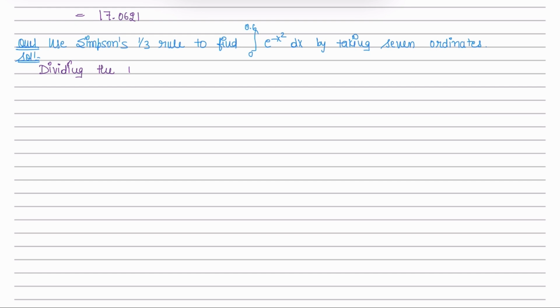dividing the interval 0 to 0.6 into 6 parts with the width h as 0.6 minus 0 whole divided by 6, which is equal to 0.1. Now we have to calculate the value of y, which is equal to e to the power minus x square.